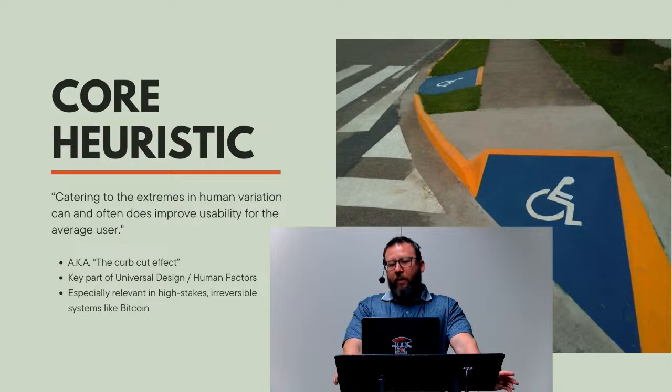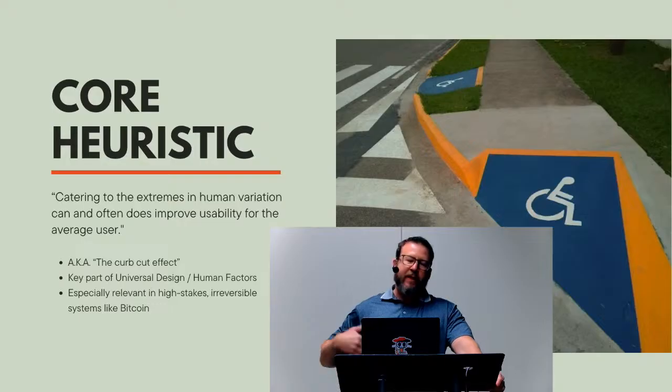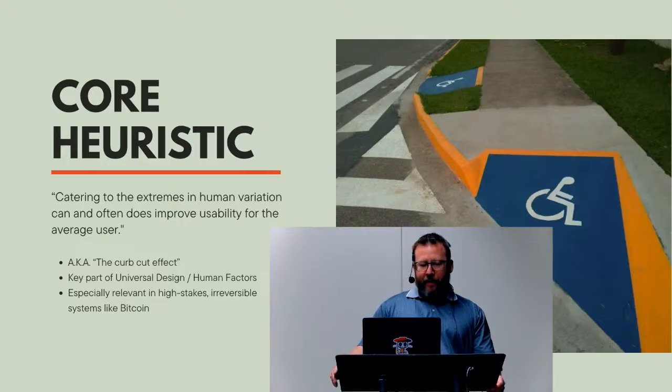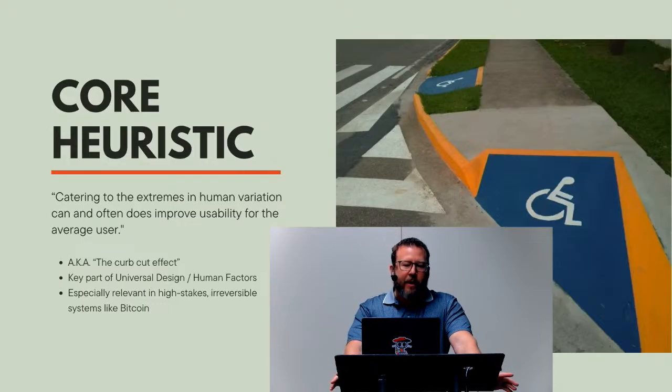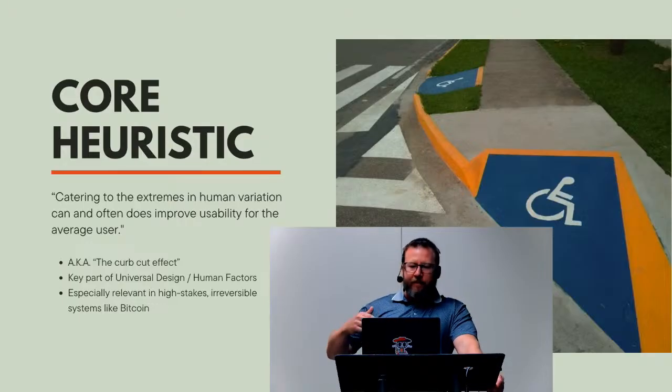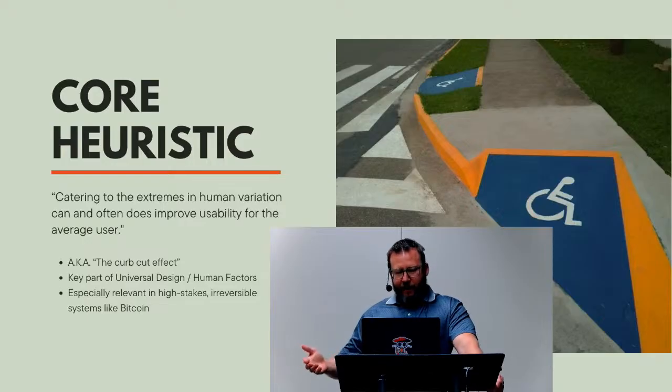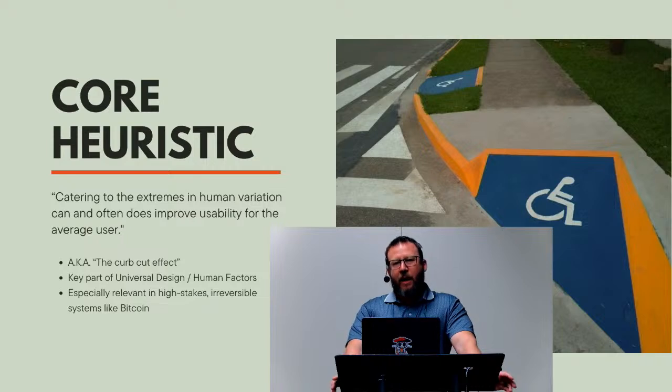A lot of times when we're designing for people with disabilities, we end up improving the design for everybody. So this is also known as a curb cut effect. It's a key part of universal design and human factors. And human factors is really relevant in high-stakes, irreversible systems like Bitcoin. Before I got into working in design and accessibility, I actually was in the Navy and worked on some critical systems there. So that was what really got me interested in human factors to begin with.